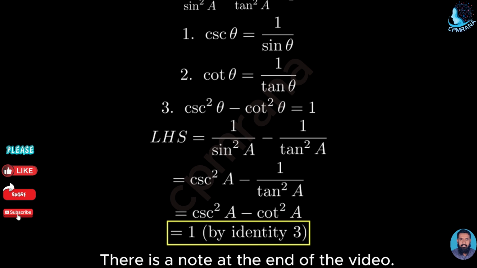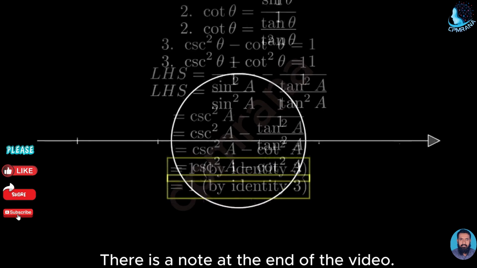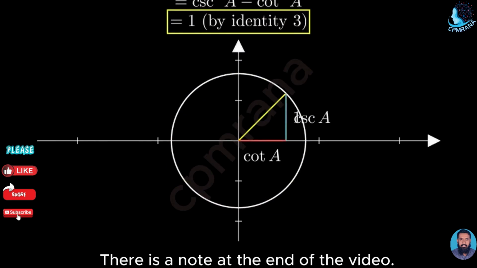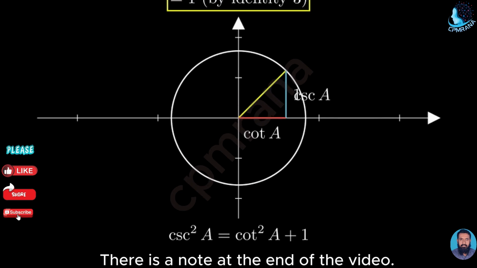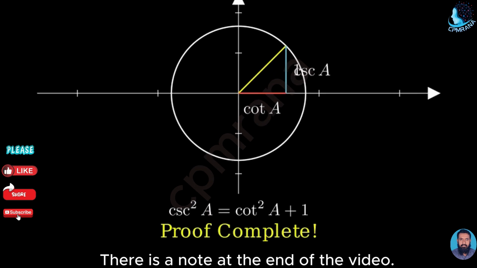To understand this geometrically, let's look at a unit circle. In a unit circle, cosecant is the hypotenuse of a right triangle formed with sine. Cotangent is the adjacent side of this triangle. The relationship between cosecant squared and cotangent squared follows from the Pythagorean theorem, which is why cosecant squared minus cotangent squared equals 1. And that completes our proof.